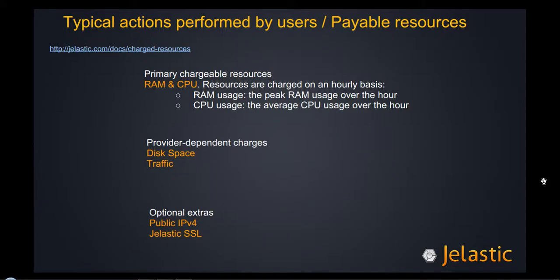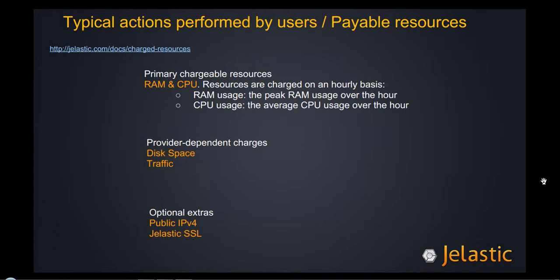Hi, in this video we'll try to define the difference between primary chargeable resources, provided dependent charges, and optional resources. So first of all, let's start with the primary chargeable resources. This is RAM and CPU. RAM and CPU are measured in a Jelastic resource unit, which is called a cloudlet. So one cloudlet is roughly equivalent to 128 megabytes of RAM and 200 megahertz of CPU time.